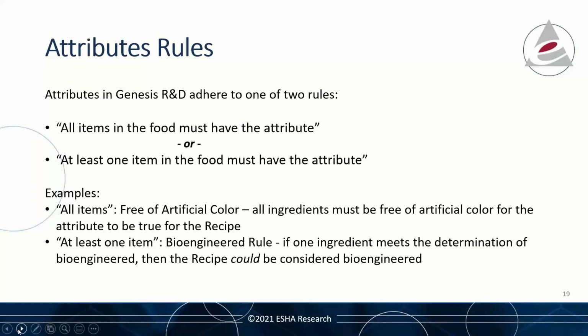And just note here that you can manually select or reverse the attribute that pulls through to the recipe. For instance, if a recipe indicates bioengineered because of an ingredient that it includes with the green check mark, but an exemption applies to the bioengineered rule and to that recipe, you can manually change the attribute indication as needed.